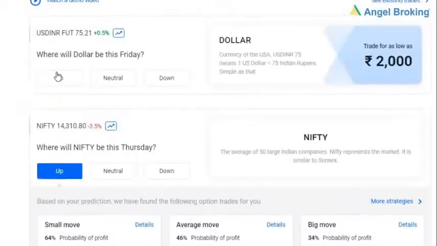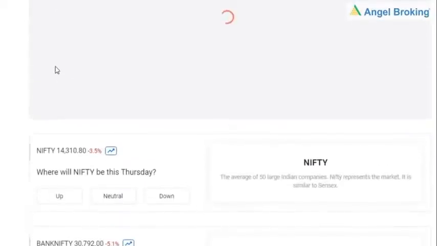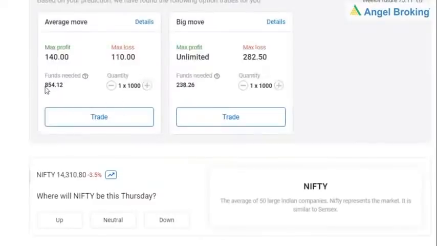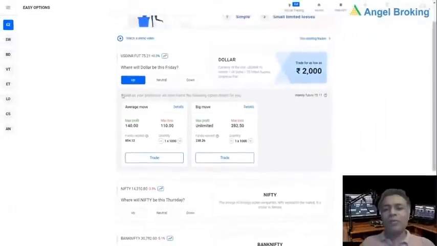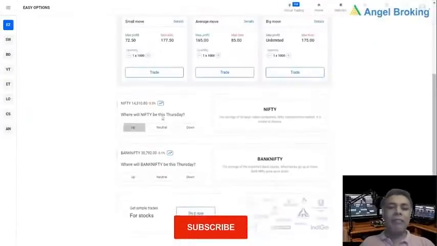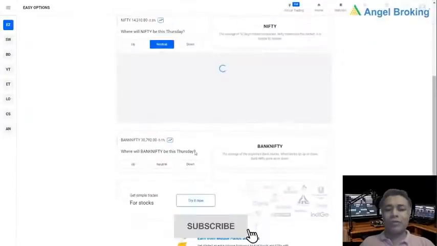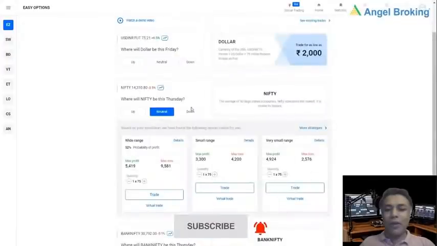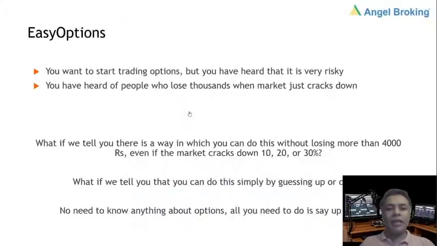What it also does is it allows you to trade rupee dollar, which you can trade for an even lower capital, something like 800 rupees you can trade with, and it's only some 100 rupees up or down, and you won't lose more than that. You can trade for up, down, neutral in Nifty, Bank Nifty and dollar. So it's a very convenient way if you are a beginner to start experimenting with options.